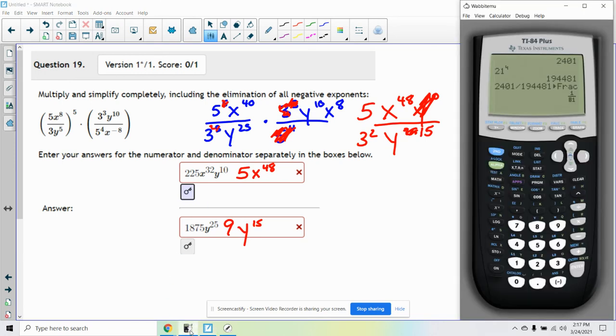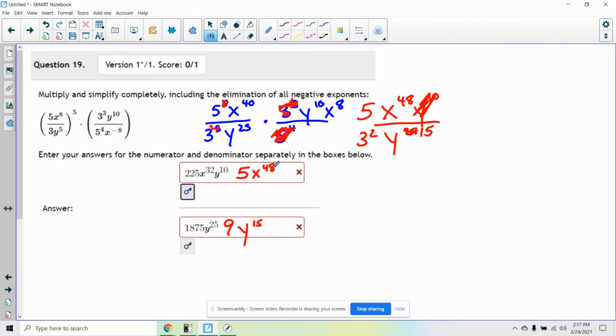Yeah, I think if you did the numbers you had, 225 divided by 1875, is that going to reduce correctly? So you had 3 over 25, so you were close, I think, but not quite. So there's the answer you're looking for.